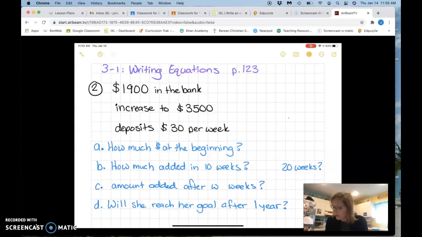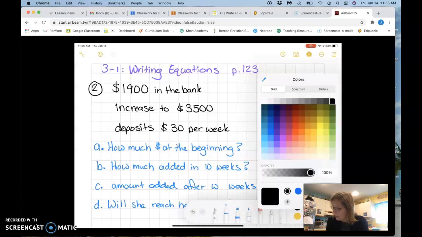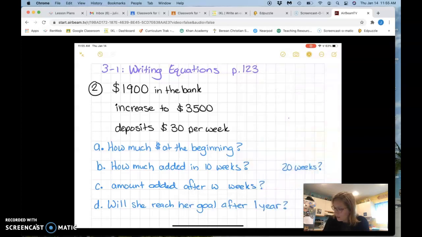So letter A says, how much money did Michelle have at the beginning? And that is right here. It told us that she started with $1,900. So that's all we need to put for that one. That's how much she started with.